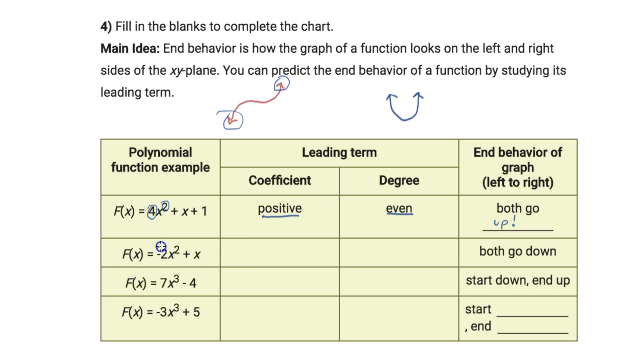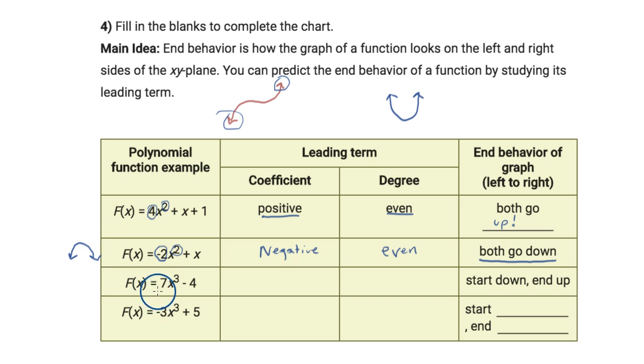So we notice that our leading coefficient is negative. Our degree is even. And we've already got it filled in, our end behavior here. It should go down. And so if we sketched a quick graph of this, it would look like a parabola going down in both directions.